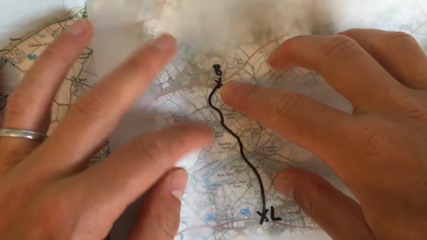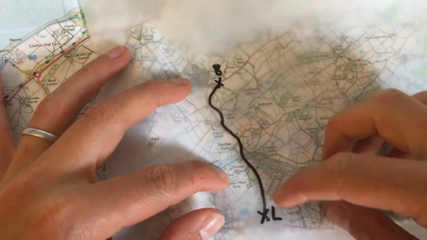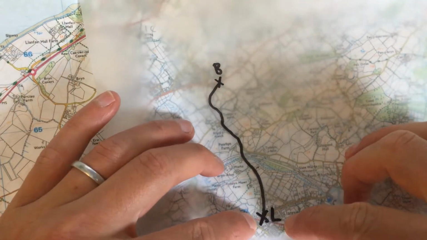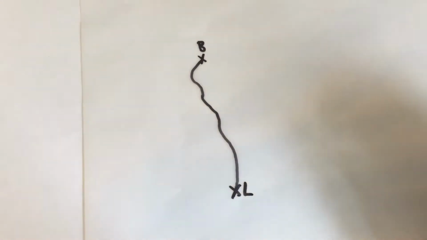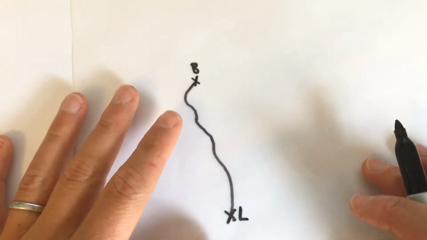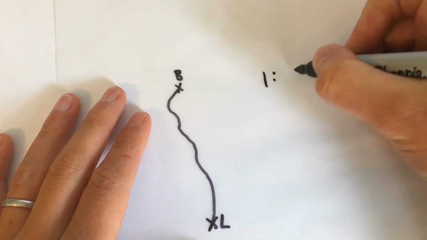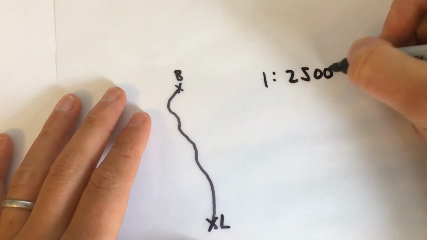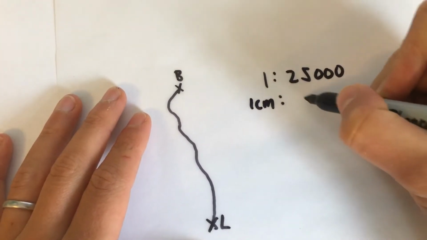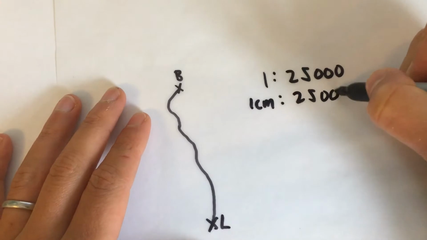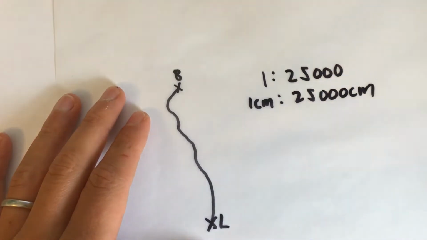So we've got Bethel there, B for Bethel. I've traced the road and we've ended up there, L for Llanrug. Let's move the map out of the way. Now this time we have a scale of 1 to 25,000. That is, each centimetre on the map is equal to 25,000 centimetres in real life.